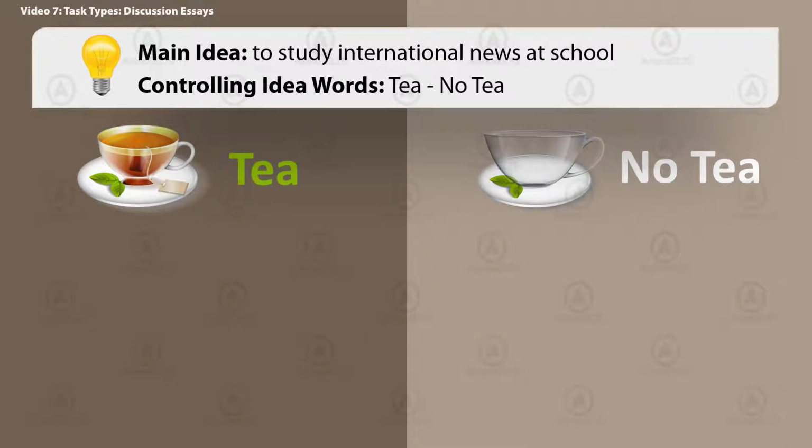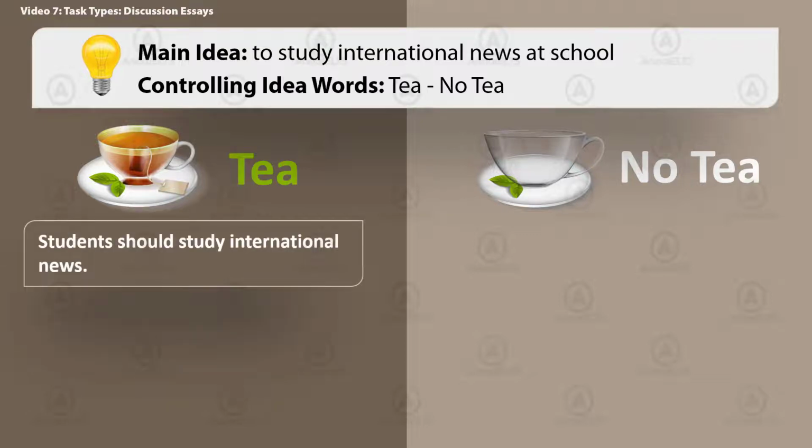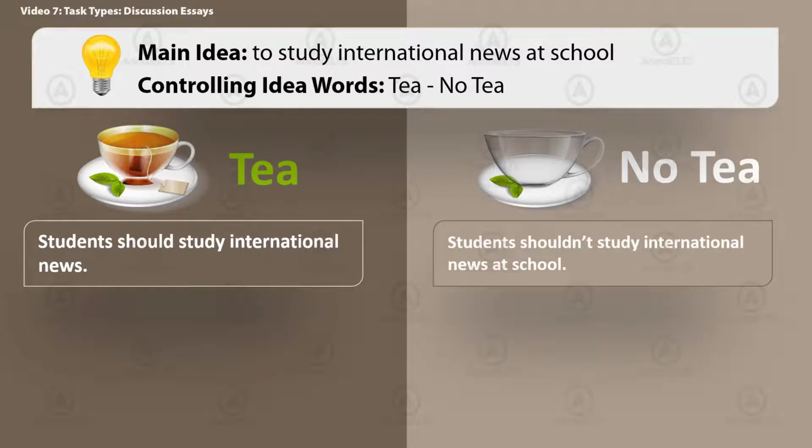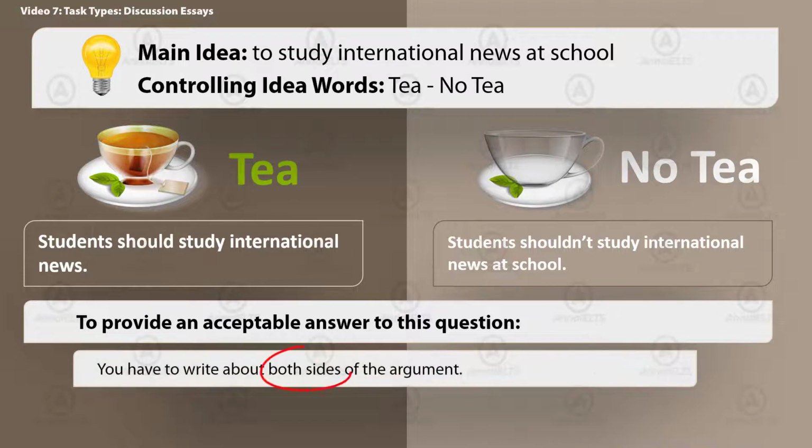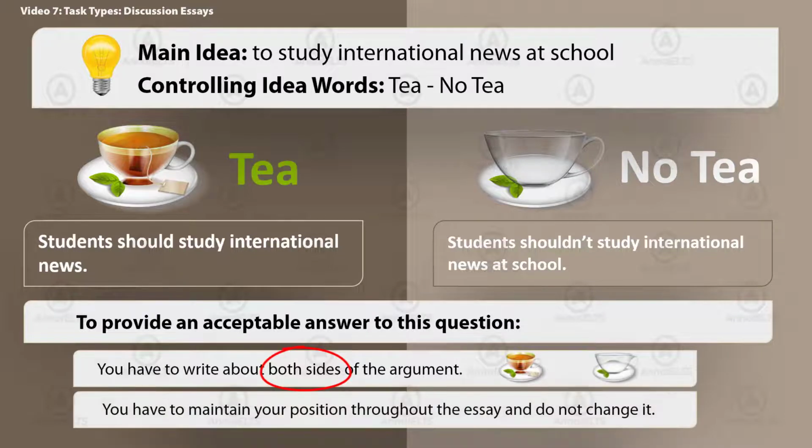In this example, the main idea is to study international news at school. One group believes that students should study international news. We call them tea. In contrast, the second group believes students shouldn't study international news at school, so we call them no tea. To provide an acceptable answer to this question, you have to write about both sides of the argument, tea and no tea. But you have to maintain your position throughout the essay and not change it.